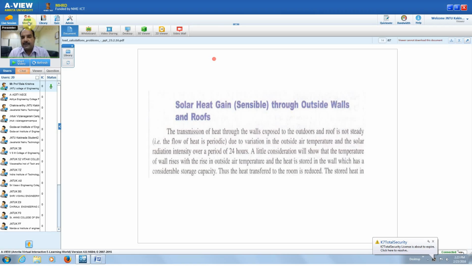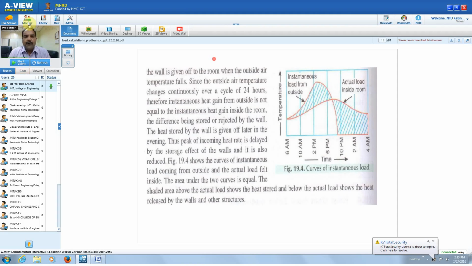Thus, the heat transferred to the room is reduced. The stored heat in the wall is given off to the room when the outside air temperature falls. Since the outside air temperature changes continuously over a cycle of 24 hours, the instantaneous heat gain from the outside air is not equal to the instantaneous heat gain inside the room. The difference is stored or released by the wall. The heat stored by the wall is given out later in the evening.